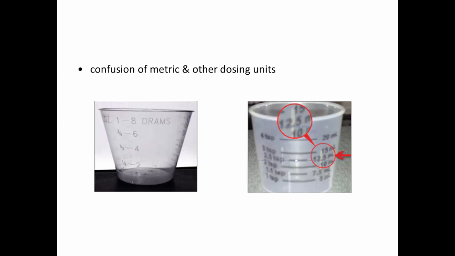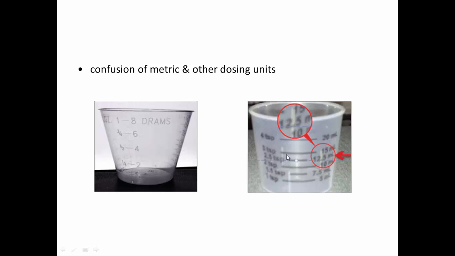Sometimes there can be confusion between different units, and here's a couple examples of where this can happen. On the left-hand side you see this cup, and this cup actually has different units on different sides. On this side it says drams, and on the other side it says mils. In this particular case, the person was supposed to receive 5 mils, but instead they received 5 drams of this liquid. It was a nurse that actually measured 5 drams. Well, 5 drams is the equivalent to about 18.5 mils. So again, the person received much more medication than what they were supposed to receive.